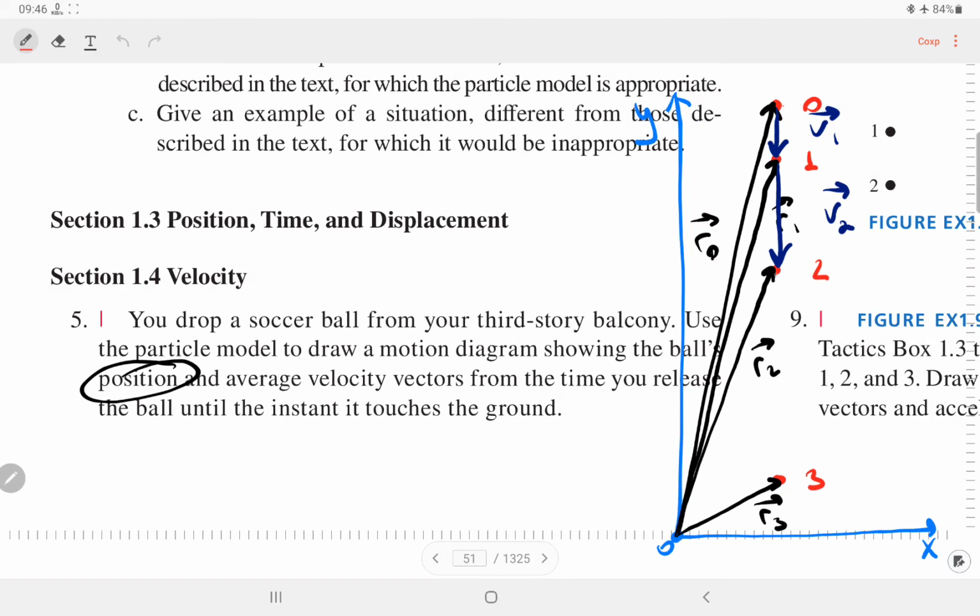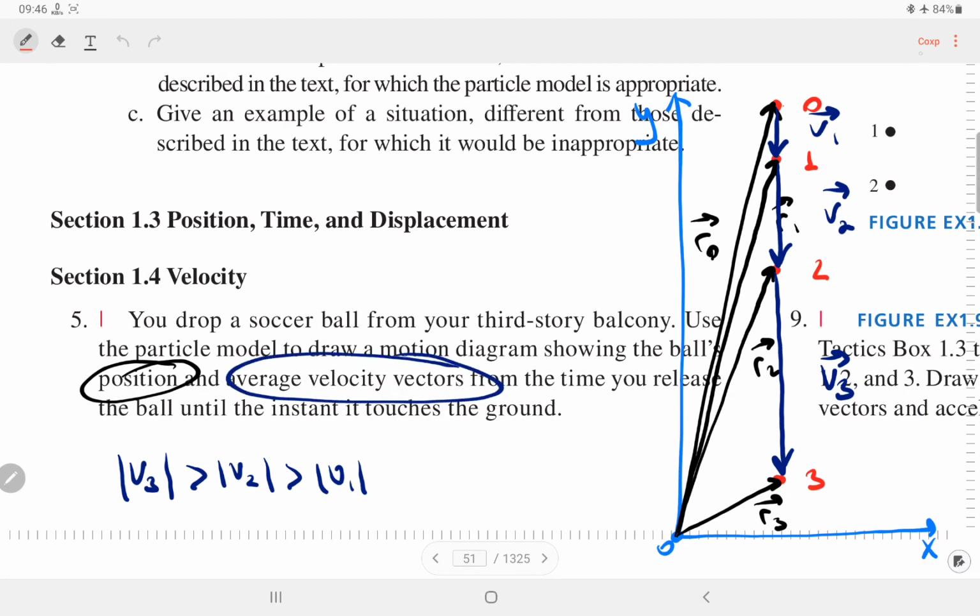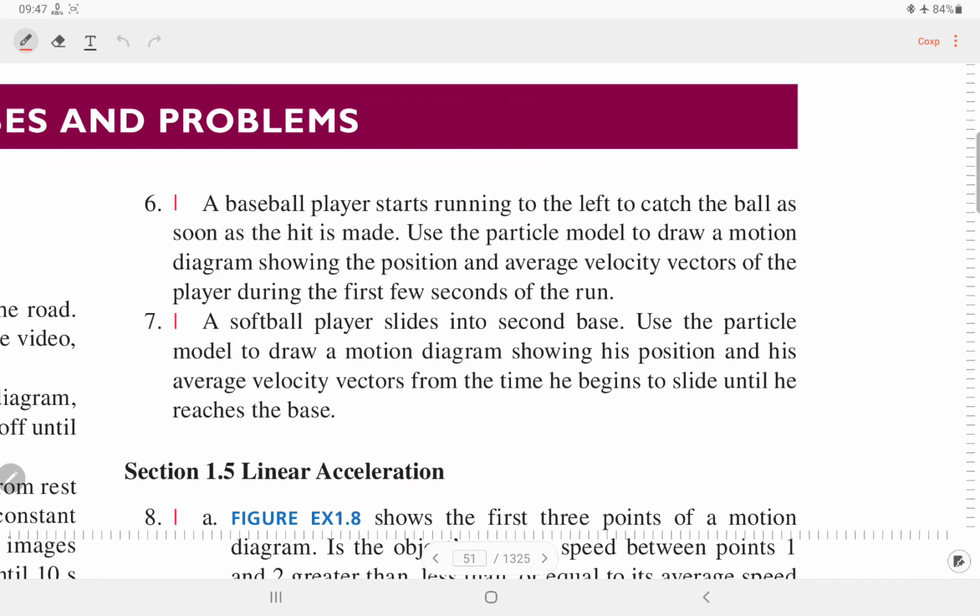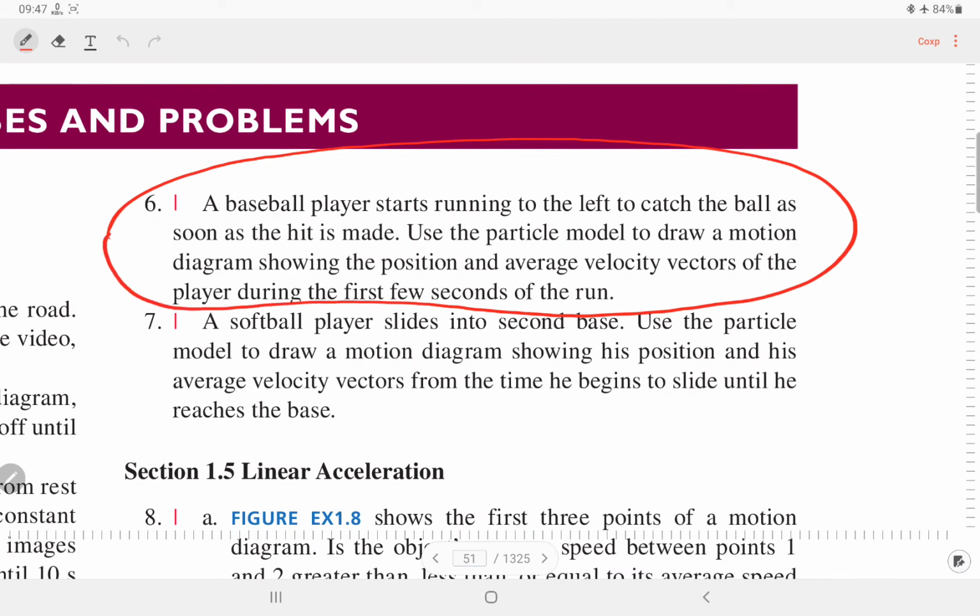Because it's accelerating downward. And this will be V3. We can see that V3, just the magnitude, the number of V3, is greater than V2. And V2 is greater than the magnitude of V1, because it's accelerating, velocity is increasing. So we just answered the second part. Now it's your turn. Please draw a similar diagram for question number 6.